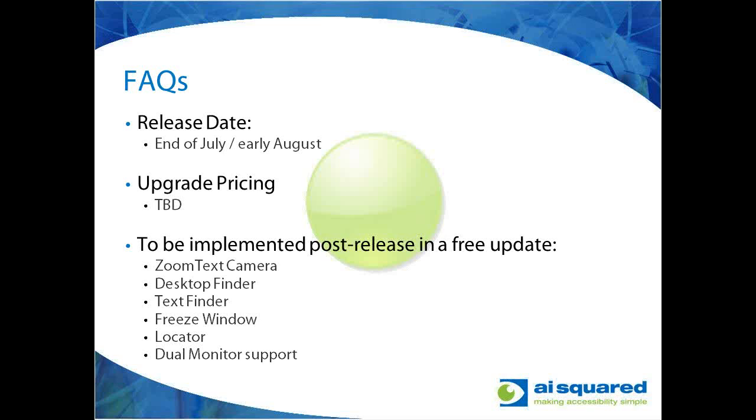So with that, there are some features that will not be implemented at the initial release of this product. They will be added back into the product as a free update post-release. Some of those features that you won't have in ZoomText for Windows 8 when it first comes out are support for the ZoomText camera, the desktop and text finder, the freeze window, the view locator, and dual monitor support. But all the reading features and other magnification features will be in there. And like I said, these will be added as a free update in the coming months after release. So just something to be aware of if you want to switch to this product.